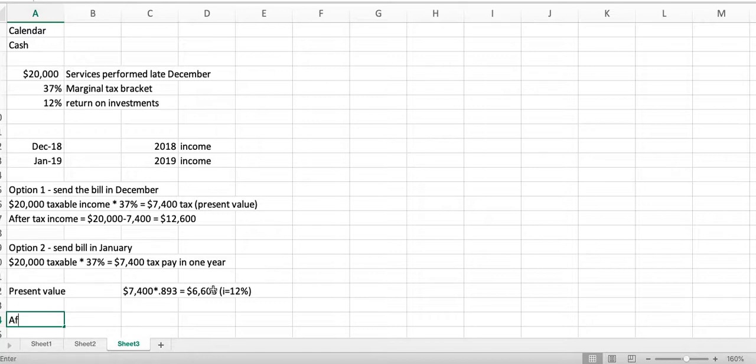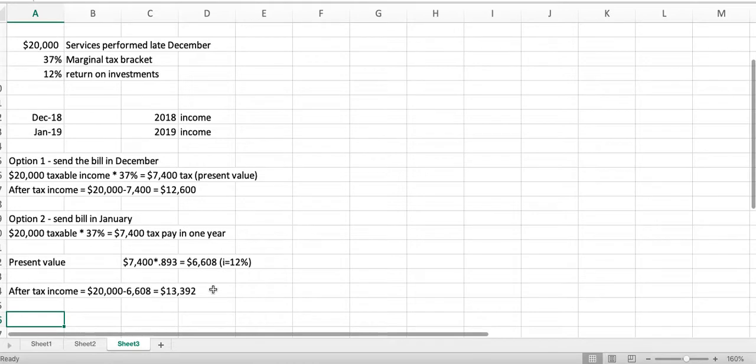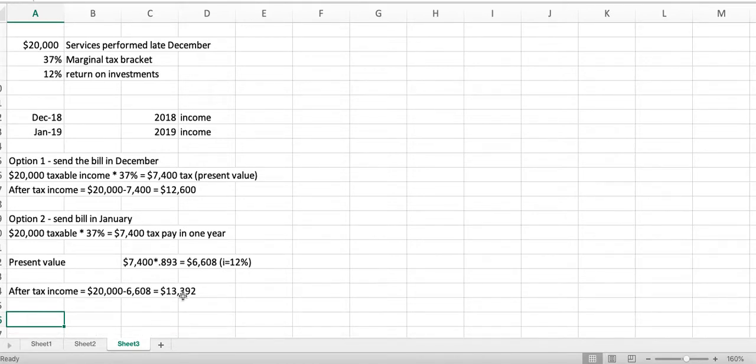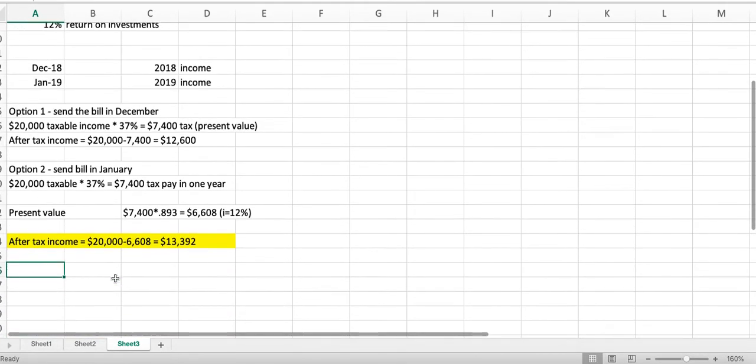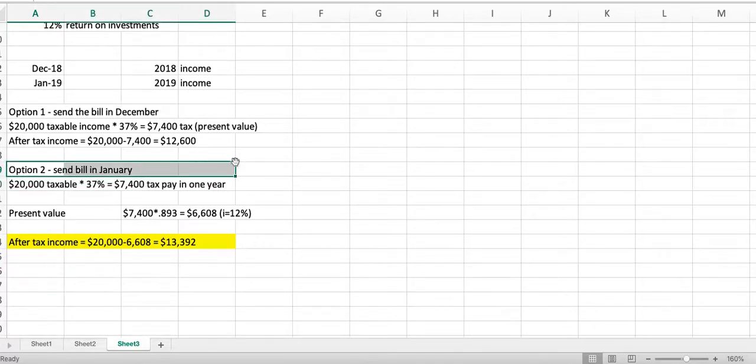From that, we take our after-tax income. We're at 12%. $20,000 minus 6,608, because that's the present value, gives us $13,392. So sending the bill in January, option 2, gives us an after-tax income of $13,392, which is what we want. Now, why is that? It's because you can take that $7,400 that you would have to pay at the beginning of 2019, invest it at 12%, pay the tax at the beginning of 2020, and make a little bit of money. That's why that's a clear winner. So option 2 is the winner.